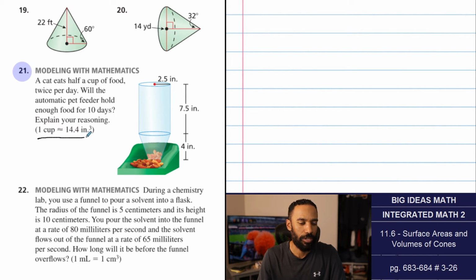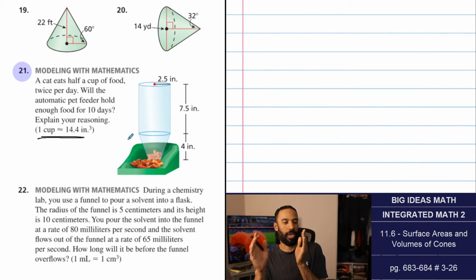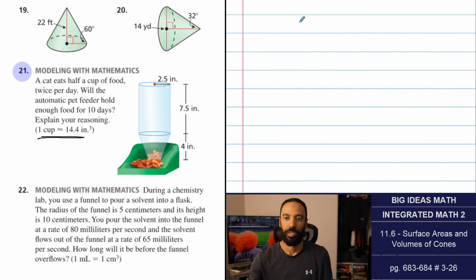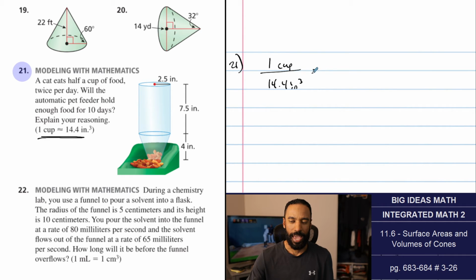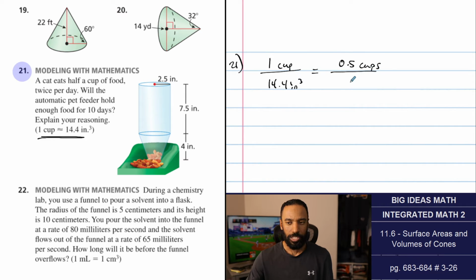Oh, here it is. I was like, oh geez, how do we find this stuff? Okay. So let's start off with a proportion. I think you guys understand proportions. If 1 cup is equivalent to 14.4 cubic inches, then 0.5 cups is equal to how many cubic inches, right?